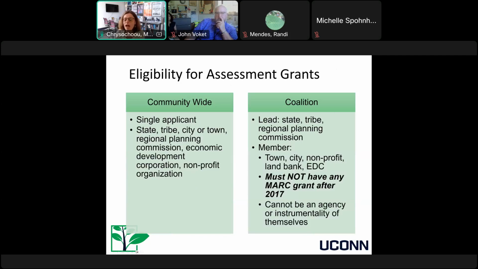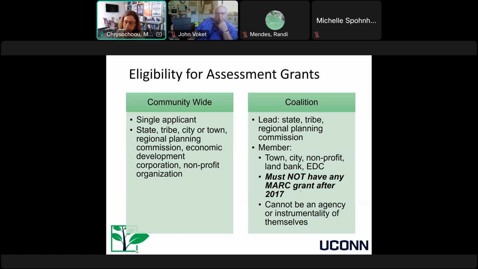For a coalition grant, the lead applicant can only be a state, a tribe, or a regional planning commission, or a COG, a Council of Government, what a lot of states have here in Region 1. And members of the coalition can be a town, a city, a nonprofit organization, a land bank entity, if that exists in your area, or an economic development corporation. And those members must not have any MARC grant, or any EPA Brownfield grant after 2017.